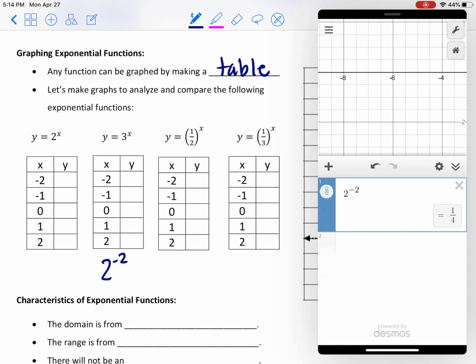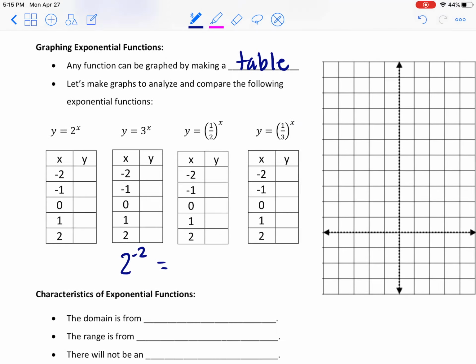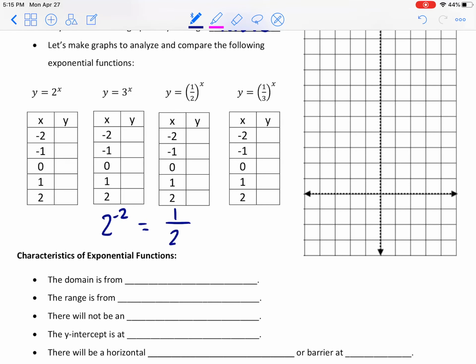So what happens when I plug in a negative 2? If I have 2 raised to the negative second, hopefully we remember, but let's say you forgot and you put it in your calculator. 2 raised to the negative 2 power is a 1/4. That's because our negative exponent rule says if we have anything with a negative exponent, we move it to the other side of the fraction to make the exponent positive. So 2 to the negative 2 is really 1 over 2 to the positive 2, which is why the calculator said 1/4. So this is 1/4.